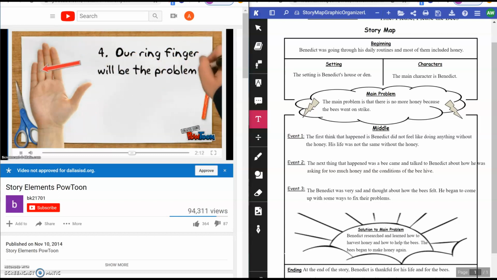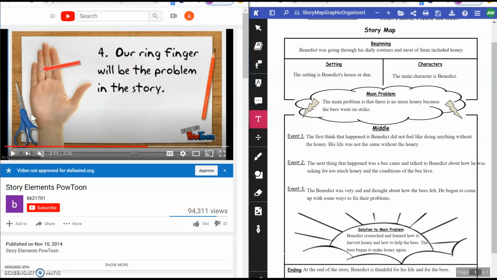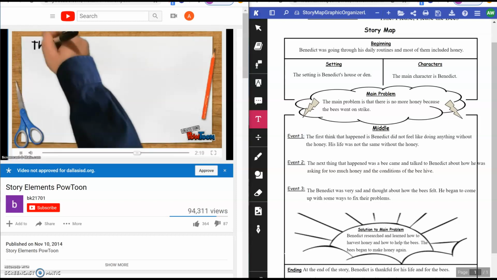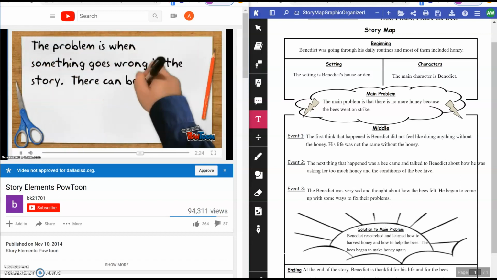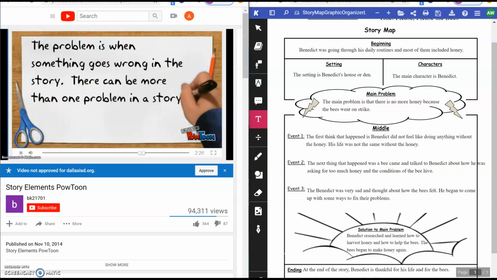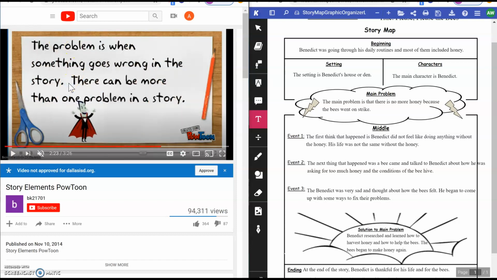Okay, 4. Our ring finger will be the problem of the story. And remember, when you hear problem, you want to think of dun, dun, dun. Because this is when something goes wrong in the story. So the problem is when something goes wrong in the story. There can be more than one problem in the story, but I like to think of whatever the main problem is, it's probably going to have something to do with the main character and something to do with the title of the story.